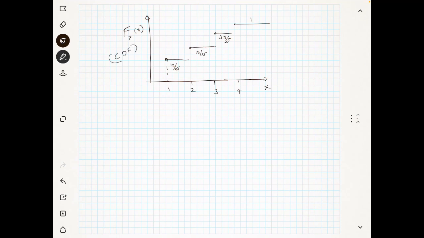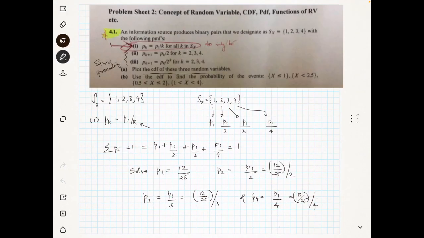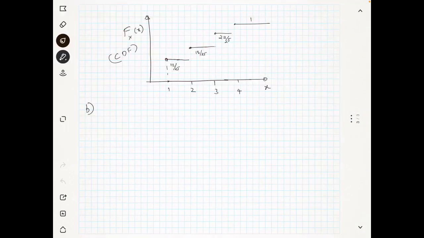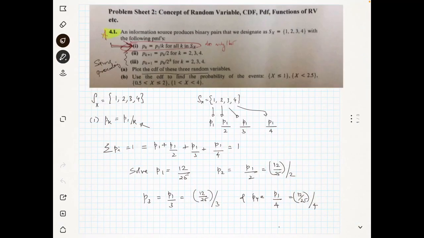So this is the first part of the problem, part A, and next there is part B. What is part B? I will read the question.